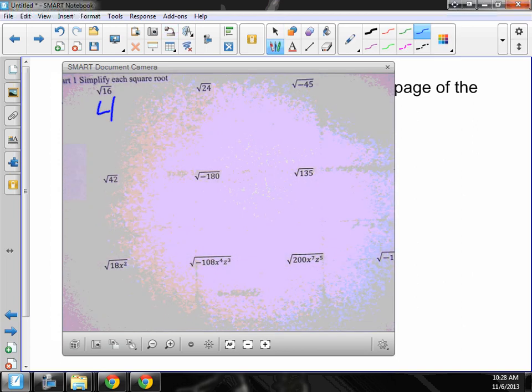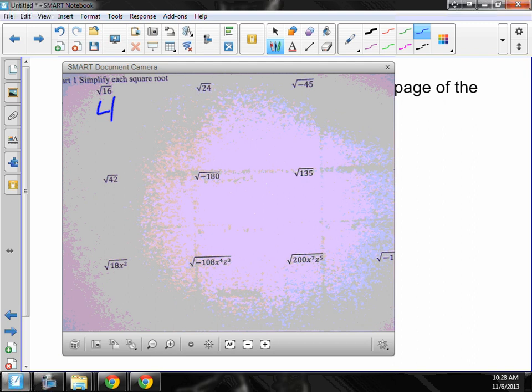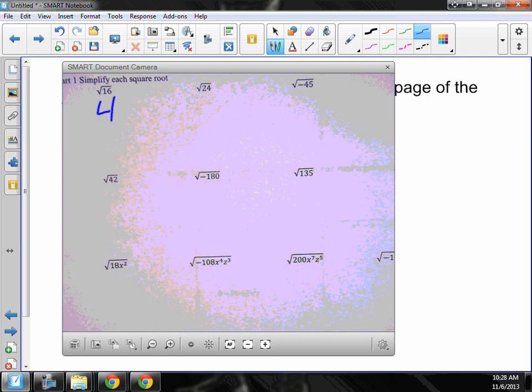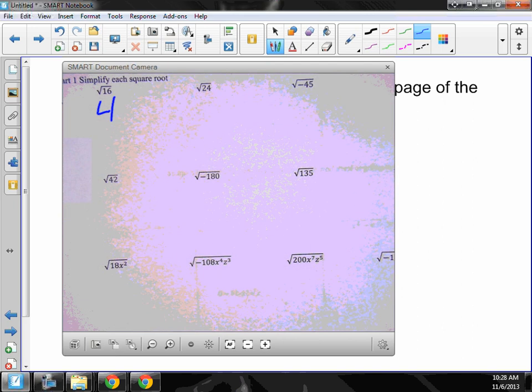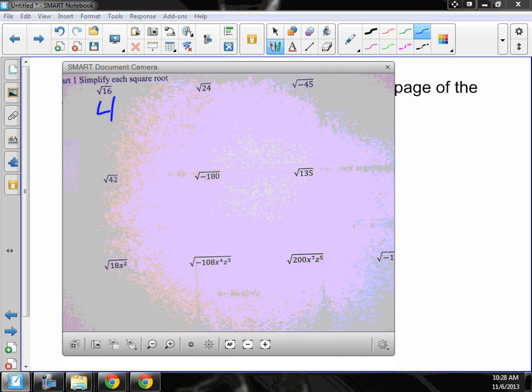24 doesn't work. So do I want the decimal or do I want the square root version? If it said estimate the square root, that would mean find the decimal. But if it says simplify, when you simplify, you find the answer with the square root in it.